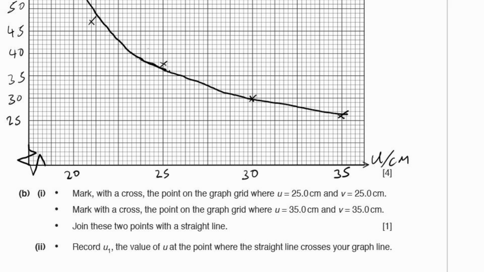Right, B1. Mark with a cross the point on the graph grid where u equals 25 and v equals 25. Okay. And mark with a cross the point on the graph where u equals 35 and v equals 35. And then after that, join these 2 points with a straight line.